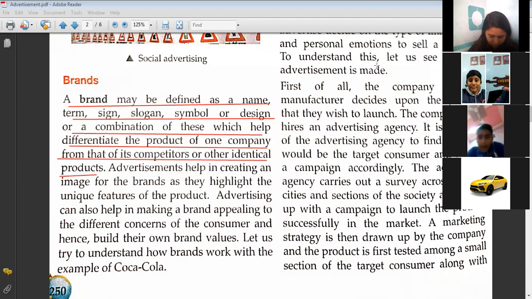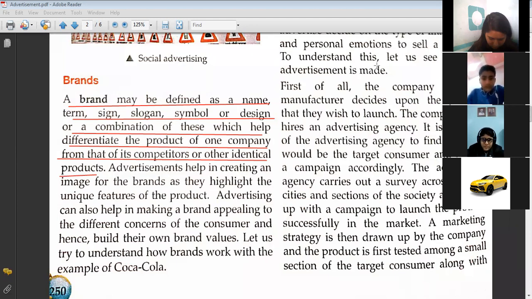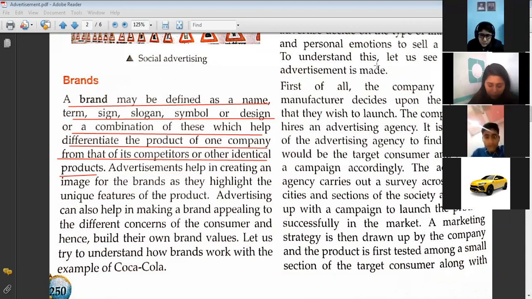Ma'am, brand logo means for clothes? Ma'am, for food? Ma'am, for cars? I'm sending. You just check it and let me know. Ma'am, we did not receive it. Check the group on WhatsApp.